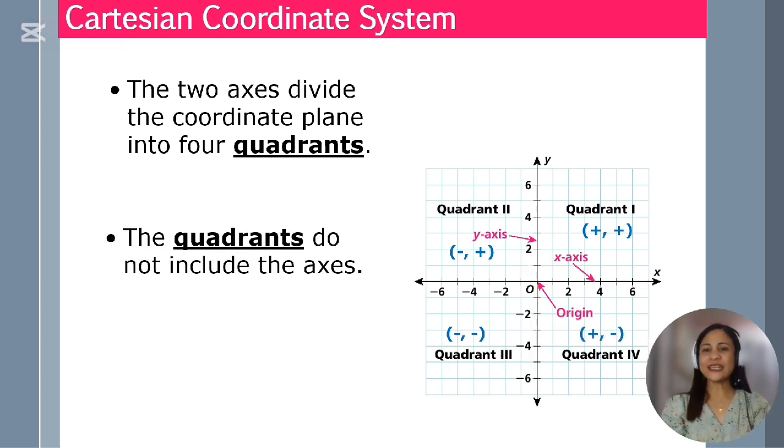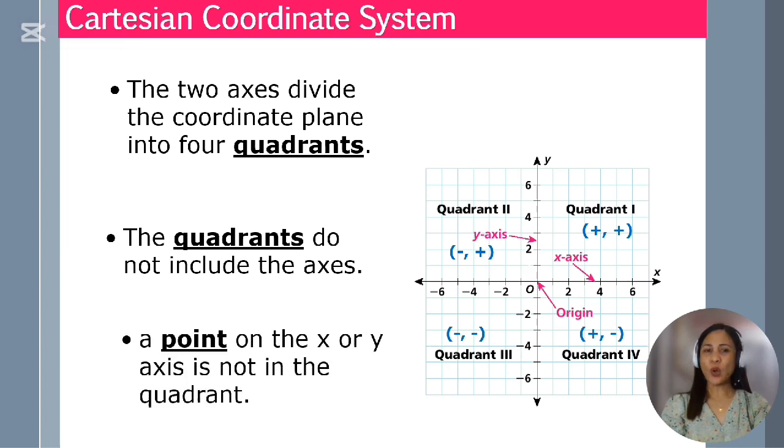So the quadrants do not include the axes. If a point is on the x or y axis, then it is not in a quadrant.